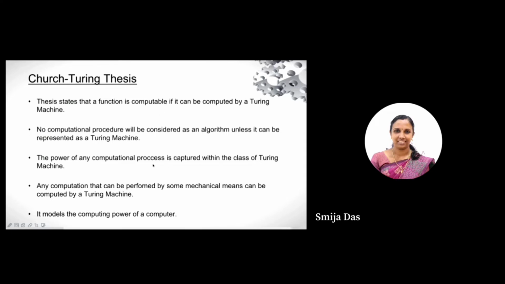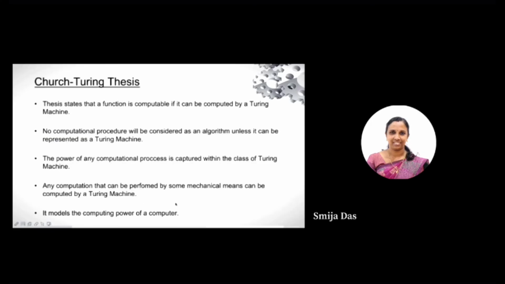No computational procedure will be considered as an algorithm unless it can be represented as a Turing machine. So the power of any computational process is captured within the class of Turing machine. And any computation that can be performed by some mechanical means can be computed by a Turing machine. Now we could understand who is Alan Turing and the importance of Turing machine.